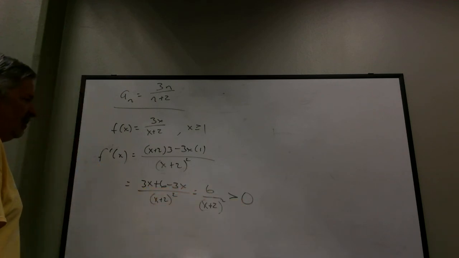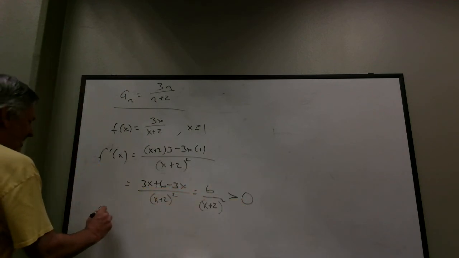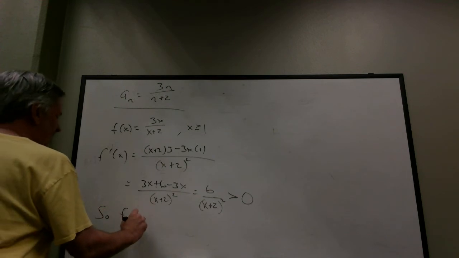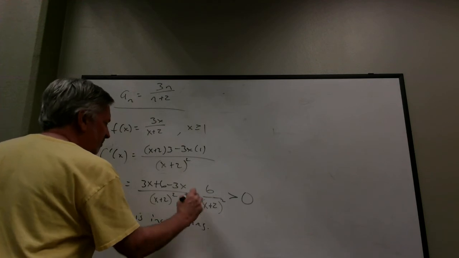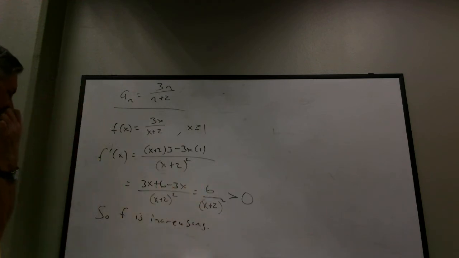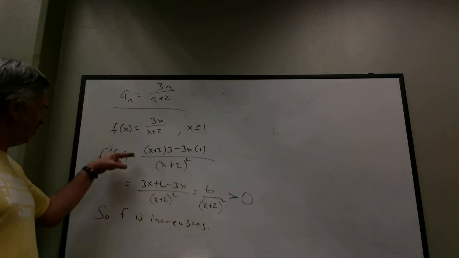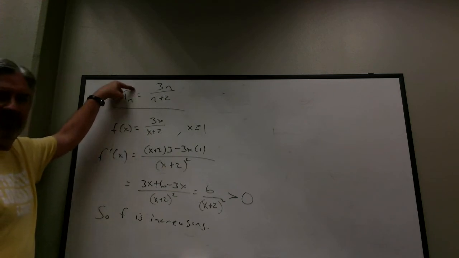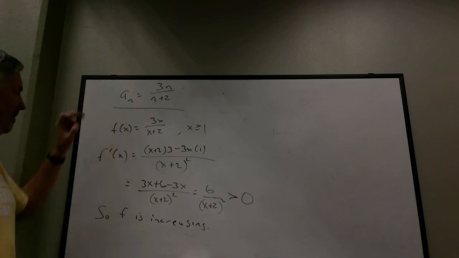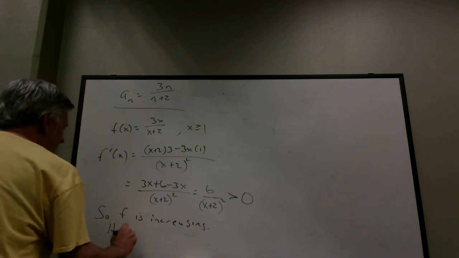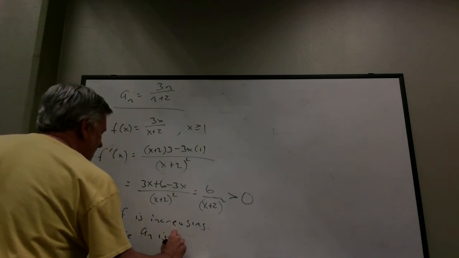If a derivative is always positive, what does that tell you about f? That tells me f is increasing. Remember from Calc 1, if the derivative is positive, the original function is increasing. Well, if this function is increasing, that means the sequence is increasing because the sequence is on top of the function. And therefore, what does that tell you about a sub n? Hence, the sequence a sub n is monotonic.